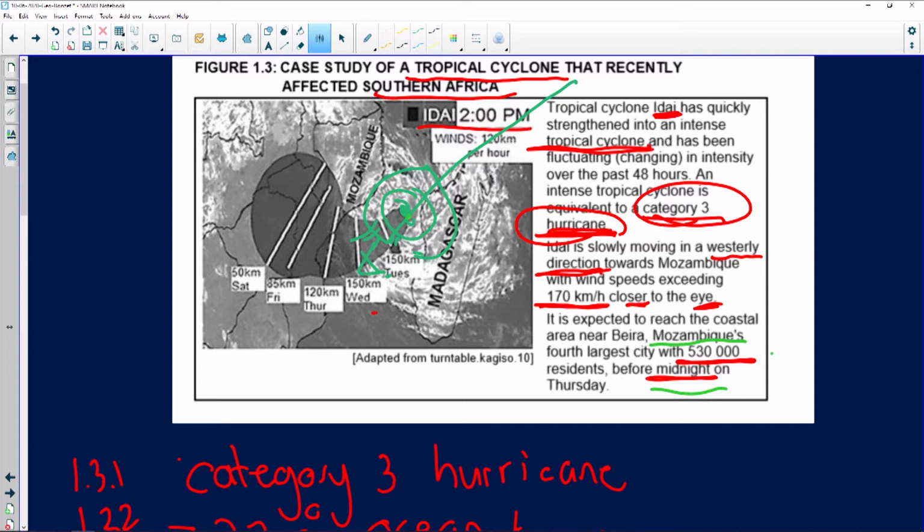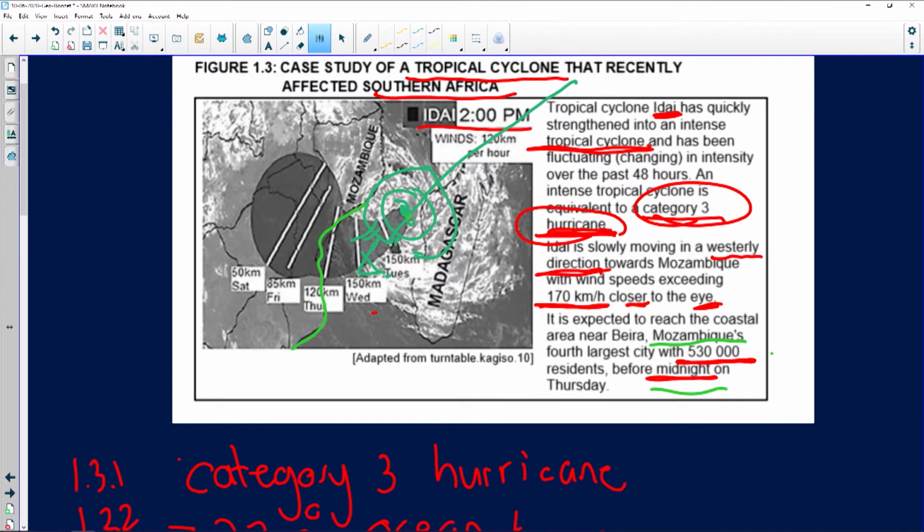Now, as you can see, as it hits the land, the coastal area, immediately what happens? The tropical cyclone becomes weaker. Because what happens? It hits the coastline. So it means it's busy losing its source of energy. And what's the source of energy? The warm, moist ocean water.